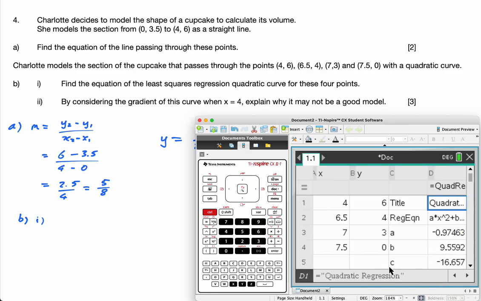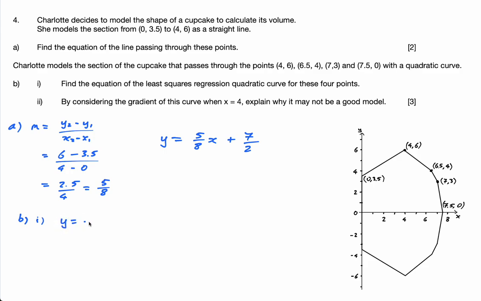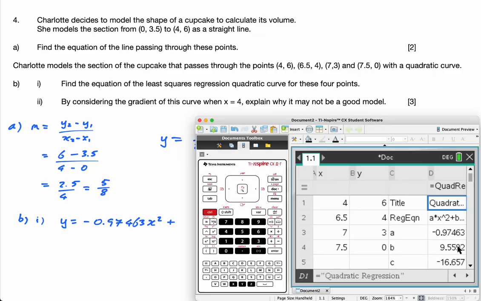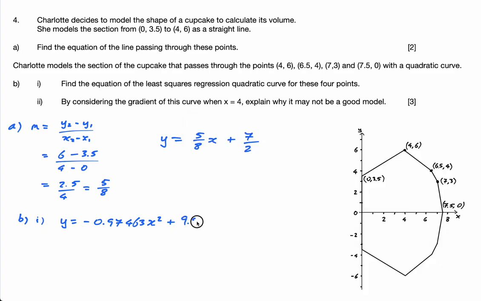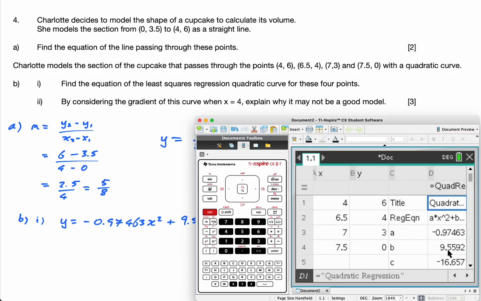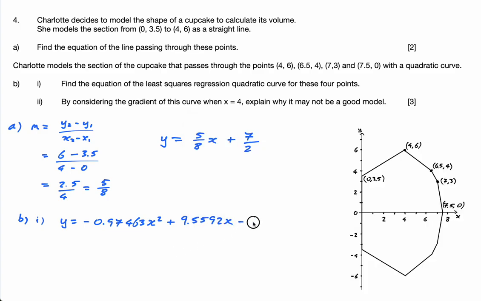So it gives me A, B, and C. So this is important. It's minus 0.97463x squared plus 9.5592x minus 16.657. That's it.